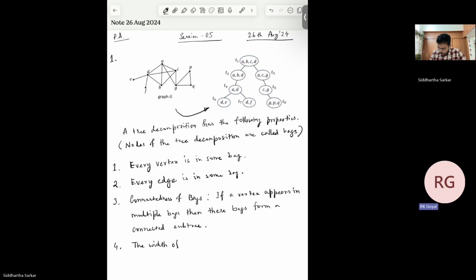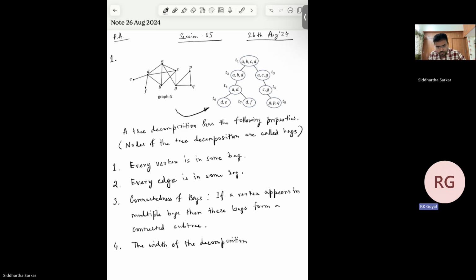Yes, so I cannot hear this properly. What is the tree width? So the tree width of a given tree decomposition is the size of the largest bag minus 1. Oh, I see. So the largest bag here is 4. So 4 minus 1 is 3. Yes. Is my voice clear enough? Yes, now it's clear.